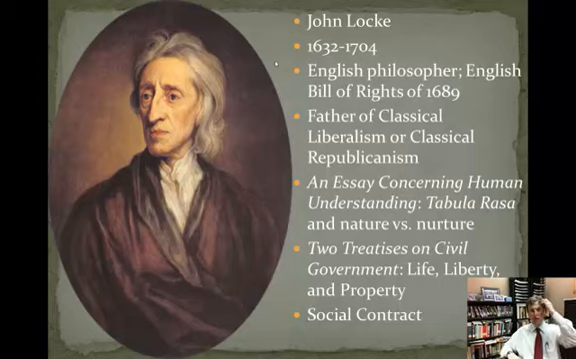Now, in contrast to that, you have people like John Locke, who's an English philosopher, helped write the English Bill of Rights in 1689. In fact, he could have been the only author of the English Bill of Rights. He's often called the father of classical liberalism or classical republicanism, and he was much more secular. In fact, a lot of the classical liberals or people in this enlightened period rejected religion.